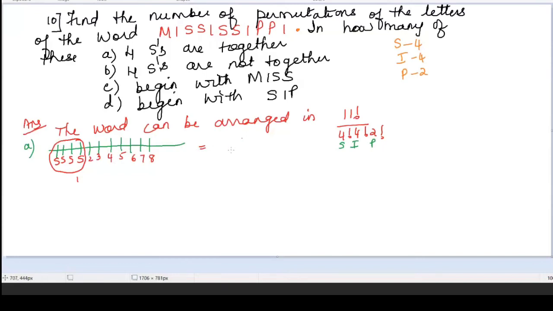So this answer is, now quickly tell me what is your answer. This 34650 was the previous question, is it? This question? 11 factorial by 4 factorial? Yes. Okay. So it is 34650. Yes. Please note down the answer also.